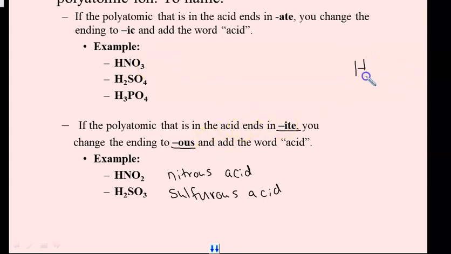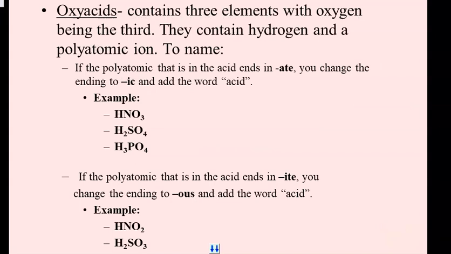If it just has, here's one, HI. So you see how there's no oxygen in this one? These all have oxygen. If there's no oxygen, you say hydro. So this is hydro. That's iodine. So we start writing iodine, but then we change it to ic. So all those are ics. As hydroiodic acid just spells HI. Pretty easy there. Okay, so that's really acids.